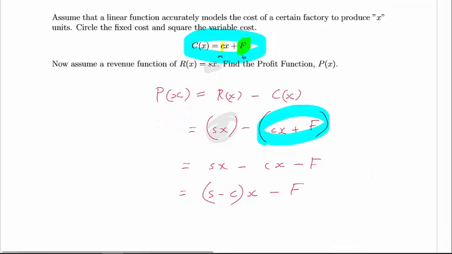And so note for your profit, how much money you make per unit made and sold, is given right here, right? And so note that is our m. And now our fixed cost right here, that's going to be our y-intercept, and that is our b.